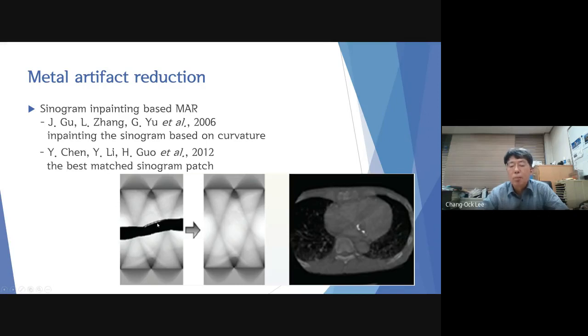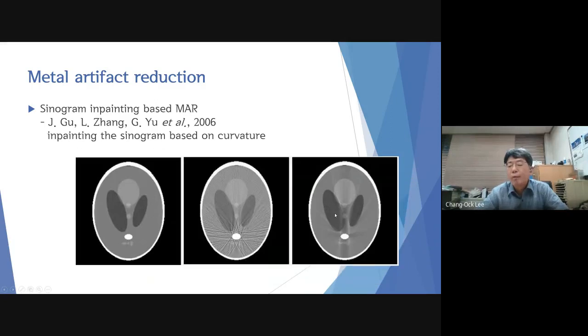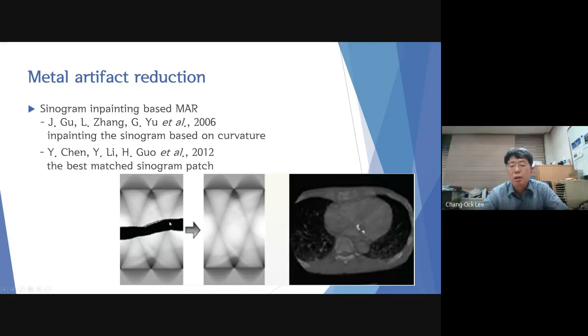But the problem is that the result does not satisfy homogeneous polynomial properties. So from that, we have a reconstructed CT image, but you can see some streaking artifact, and that streaking artifact actually comes from the interface between the metal affected area and the original sinogram.